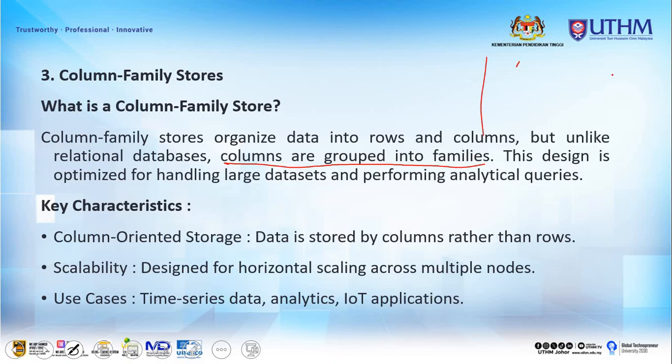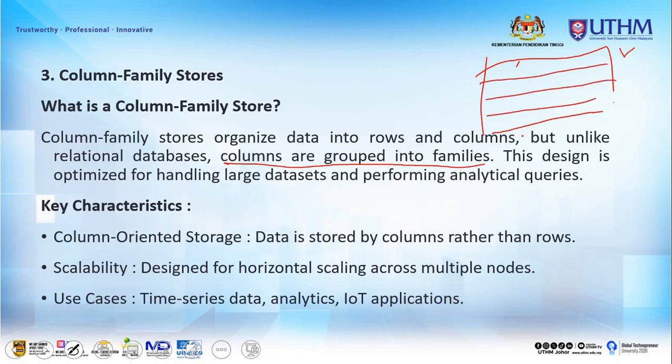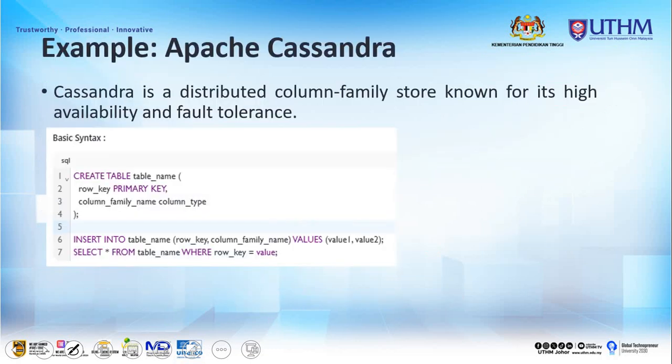So you know what rows and columns are, right? This is what we call rows. This one is known as columns. They say it's stored in columns. Scalability: designed for horizontal scaling, again horizontal, not vertical. Use cases like time series data analytics and IoT applications. An example is Apache Cassandra, a distributed column store known for its high availability and fault tolerance.